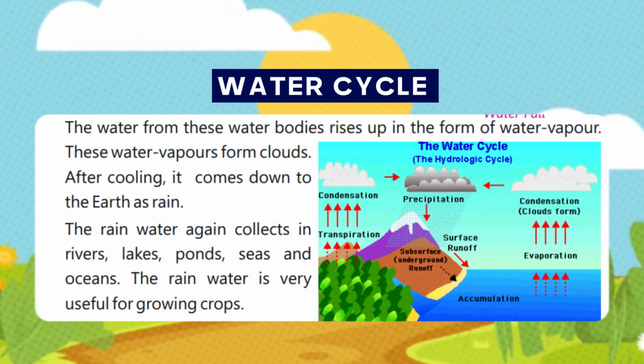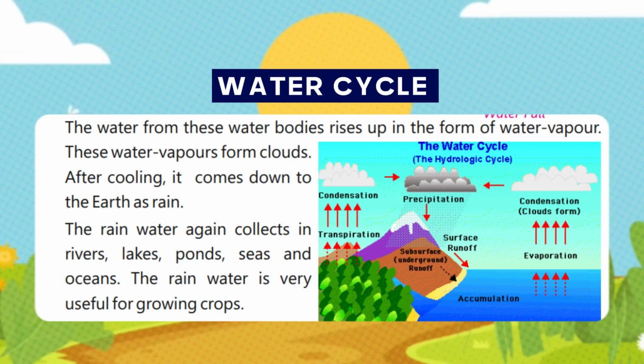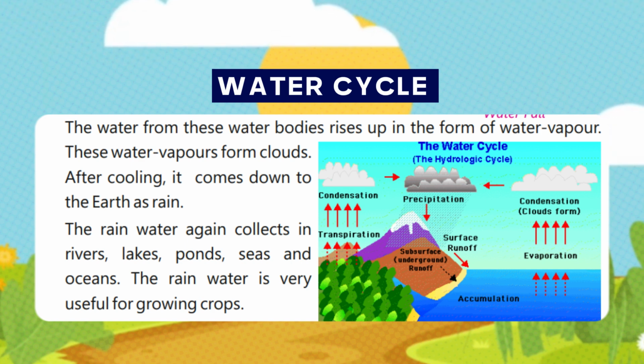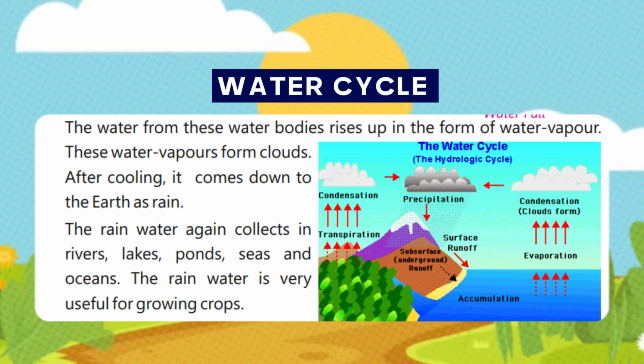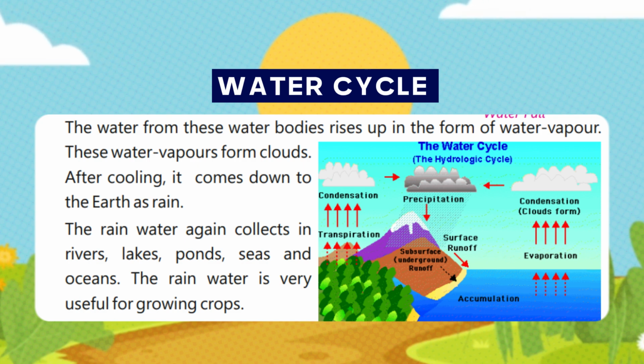Water cycle. The water from these water bodies rises up in the form of water vapor. These water vapors form clouds. After cooling, it comes down to the earth as rain. The rain water again collects in rivers, lakes, ponds, seas and oceans. The rain water is very useful for growing crops.